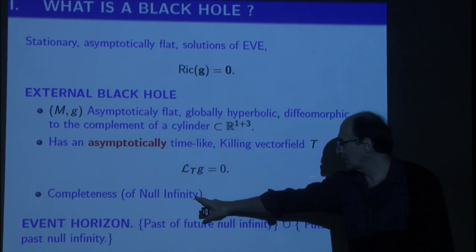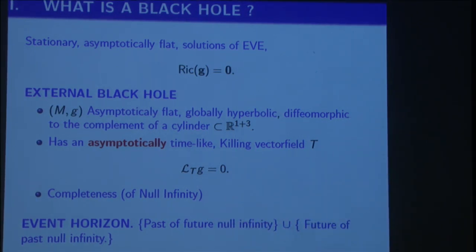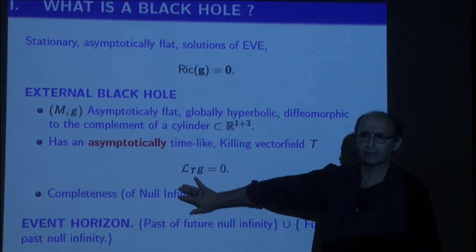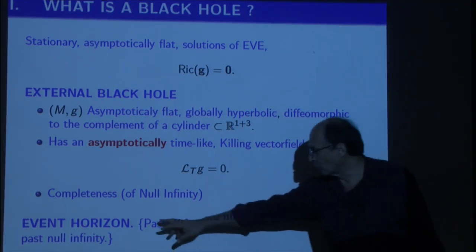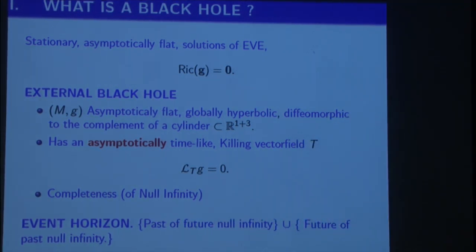There is another notion of completeness, which is that of null infinity. Again, I don't want to get into details right now. Maybe I'll say a few words later. Anyway, this is the definition. And then you can talk about the event horizon of the black hole. Again, I'll leave this for a little later because I want to talk about it on a particular example.